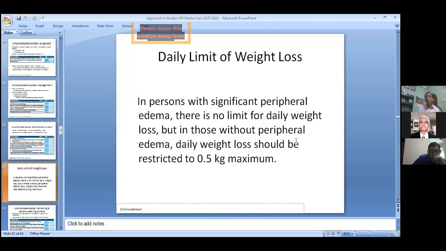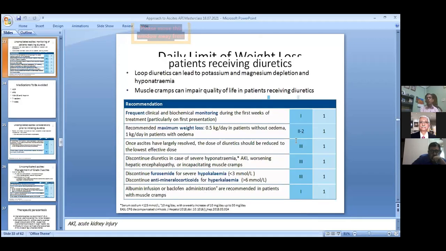What is the daily limit for weight loss? In a person with significant peripheral edema, there is no limit. That patient can lose 1 kg, 2 kg per day. But in a patient without peripheral edema, the daily weight loss should be restricted to 0.5 kg per day. That is the maximum. Otherwise, there will be hemodynamic imbalance and worsening of renal function. Then you have to reduce the dose of diuretic. So daily weight measurement is very important when you are giving intensive diuretic therapy in patients with cirrhosis.